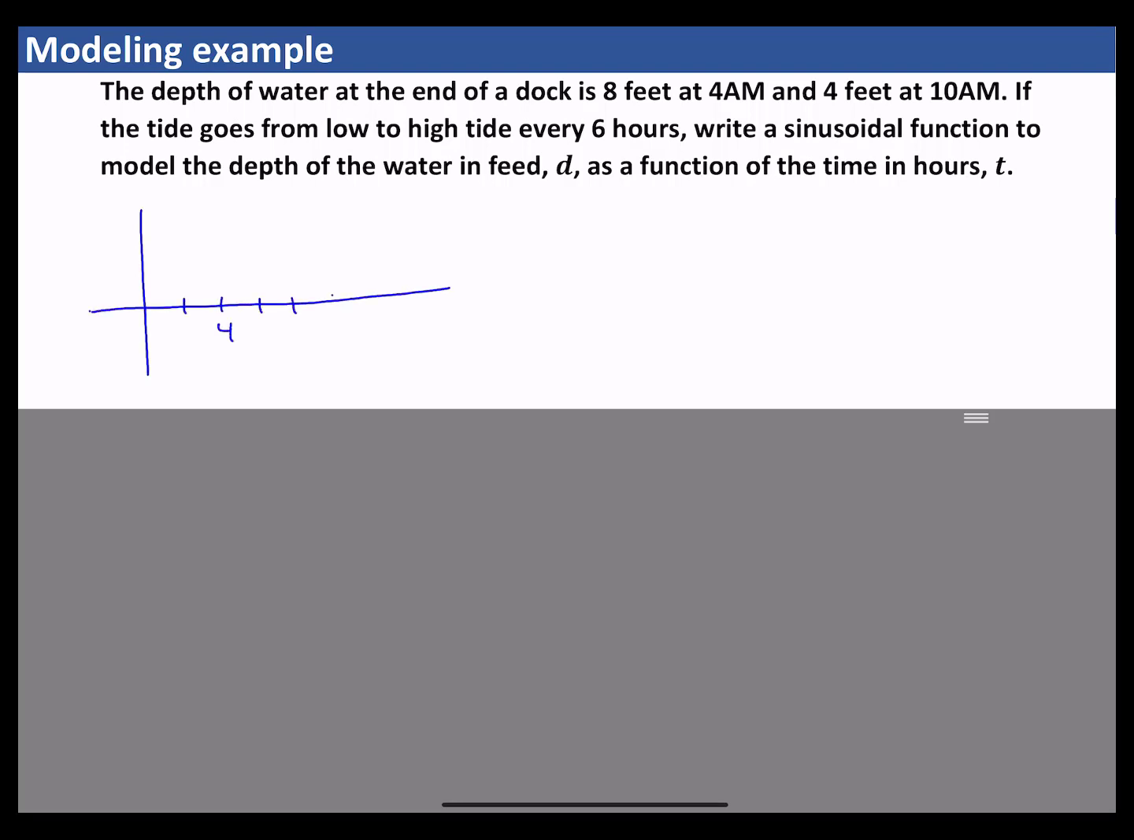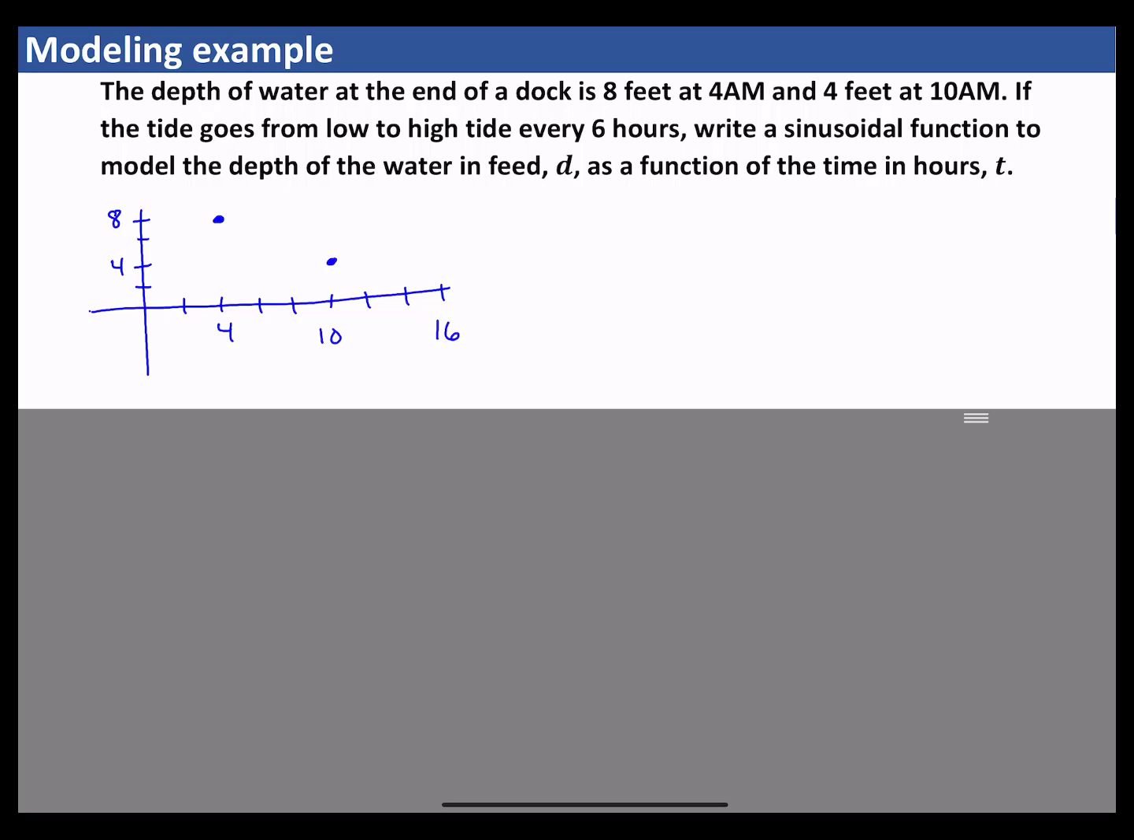4 hours, 6, 8, 10 hours. There would be 16 hours. Here would be the depth of the water. So we know at 4 a.m. the depth of the water is 8 feet, and at 10 a.m. the depth of the water is 4 feet.